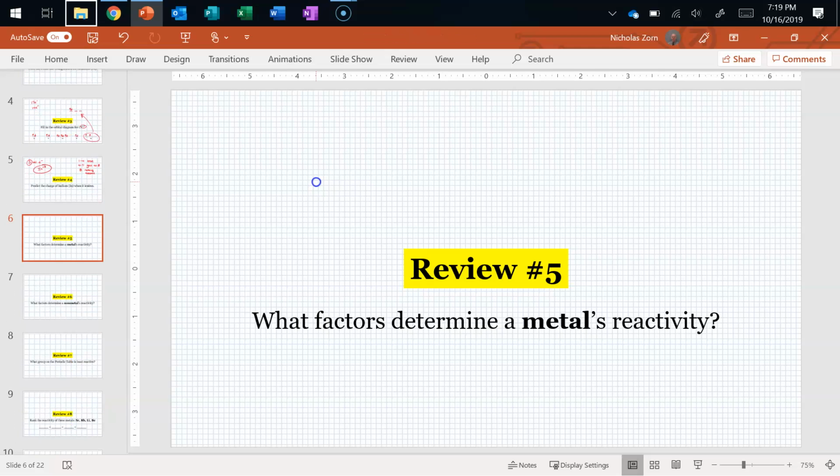What factors determine a metal's reactivity? There are 2 that we talked about in class. Number 1 is atomic radius.